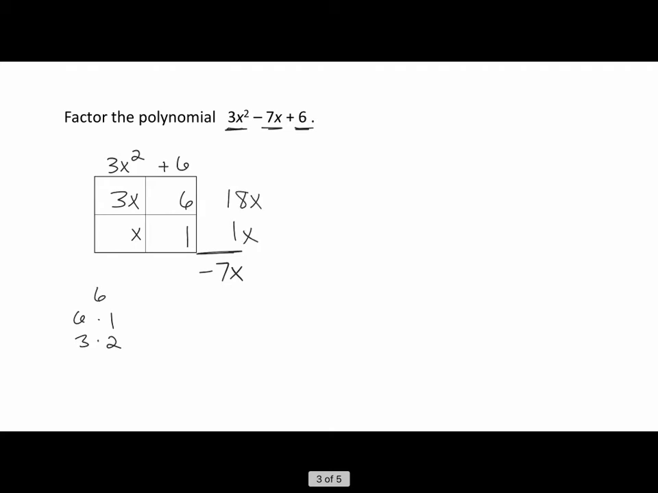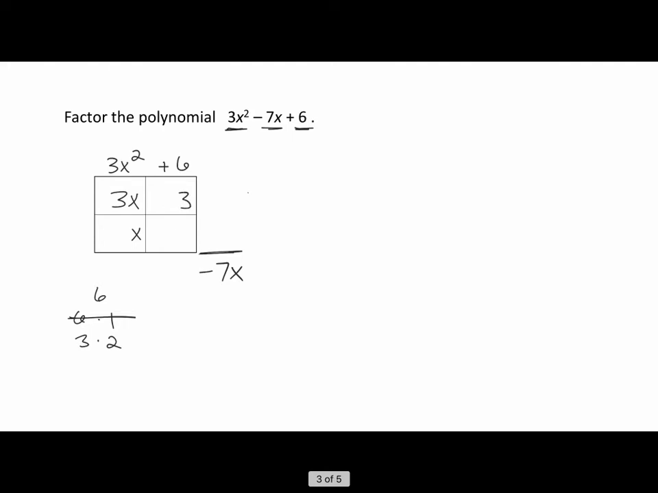There's no way that's going to add up to 7. So what happens if we switch those? Let's put the 6 on bottom and the 1 on top. So that'll be 3x and 6x. Will that add up to 7? No. So it's definitely not factors of 6 times 1 here.